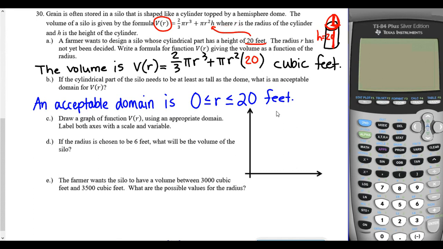Part C says draw a graph of the function V of r using an appropriate domain. Label both axes with a scale and variable. So again, this is our radius right here. And I want to put that I'm going to go between 0 and 20.